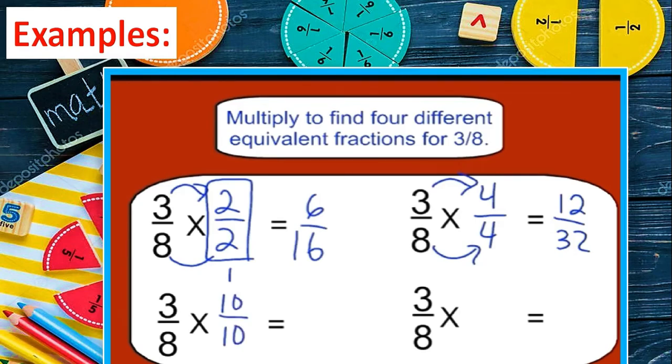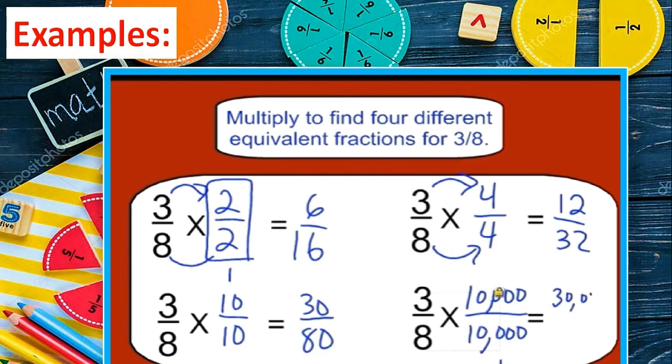What if we did 10 over 10? That would be 30 over 80. What about 10,000 over 10,000? That would give us 30,000 over 80,000. That's an equivalent fraction of 3/8.